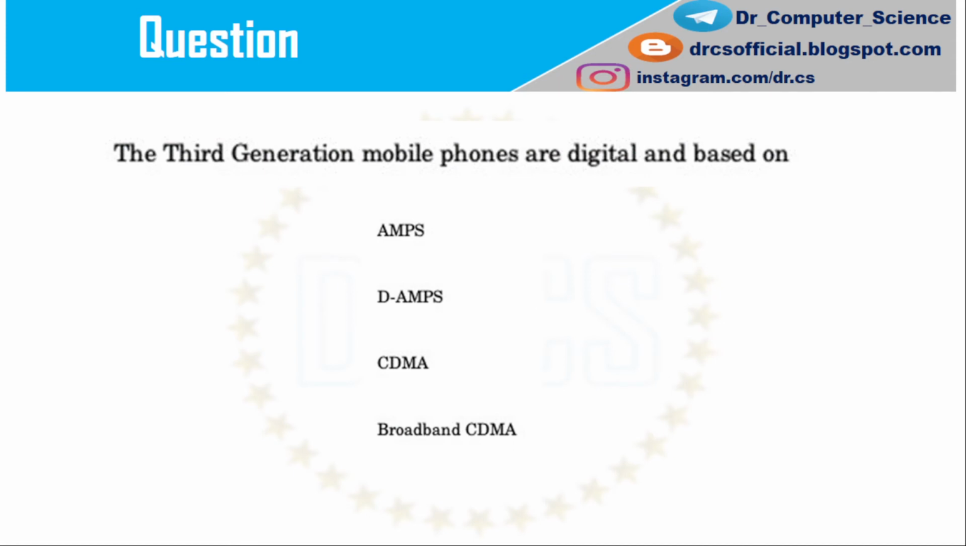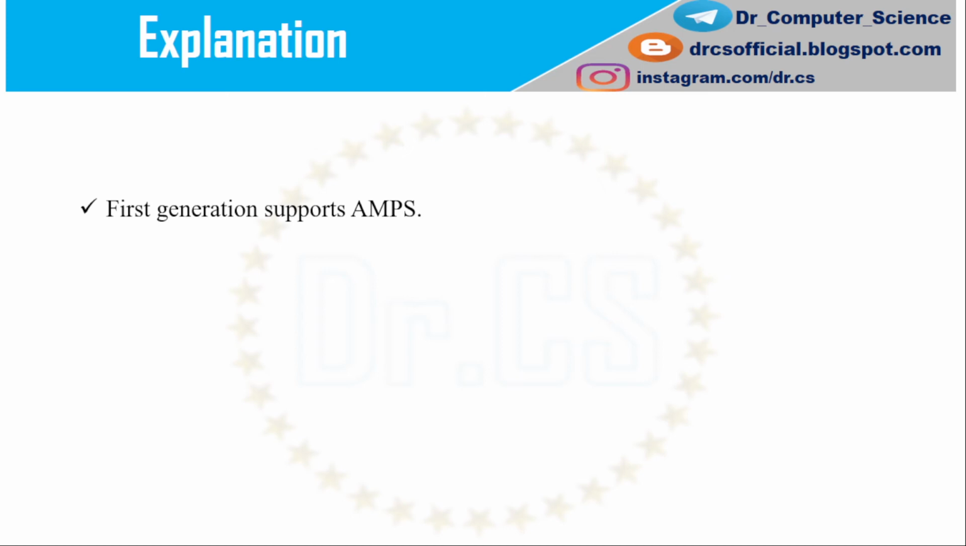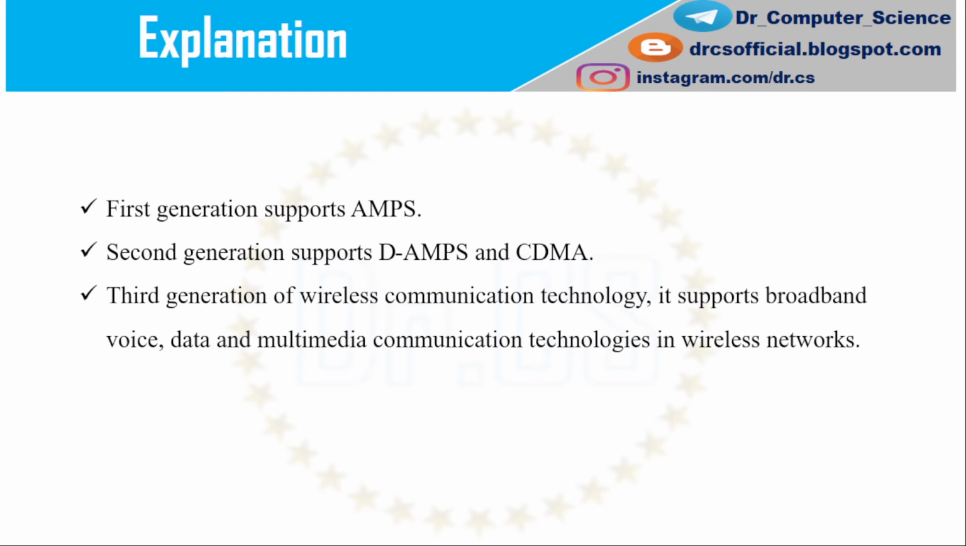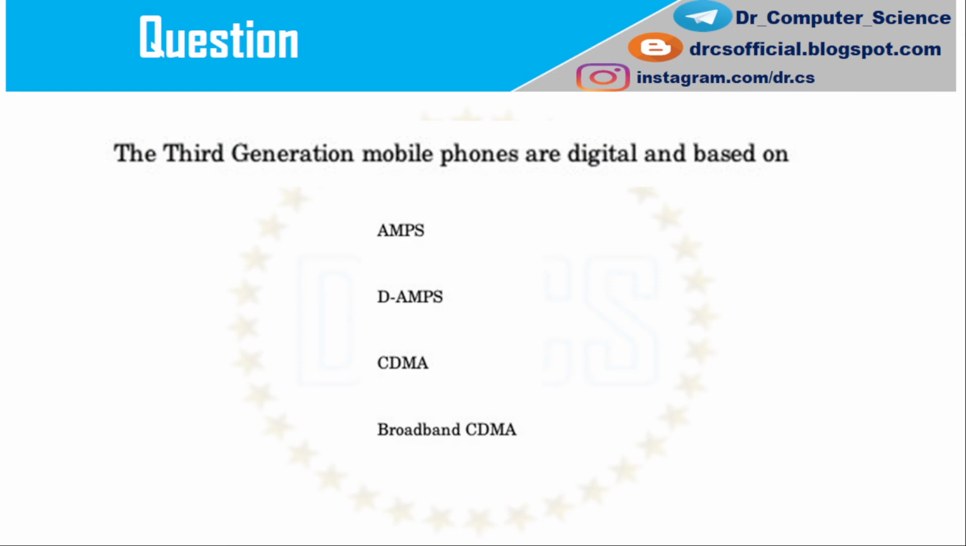Next question. The third generation mobile phones are digital and based on: AMPS, DAMPS, CDMA, Broadband CDMA. The first generation supports AMPS and the second generation supports DAMPS and CDMA. The third generation wireless communication technology supports broadband voice, data and multimedia communication in wireless networks. So here the answer is Broadband CDMA.